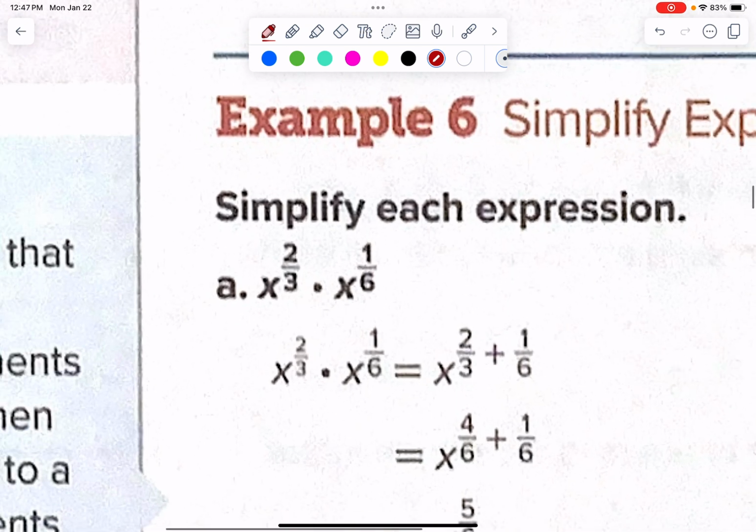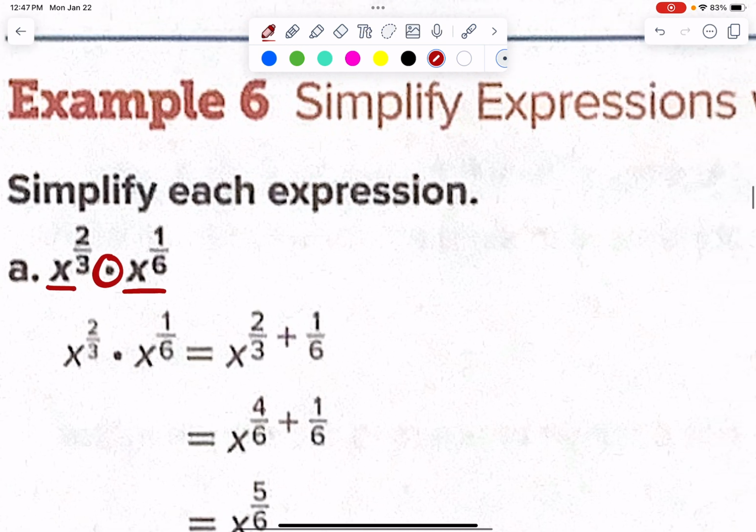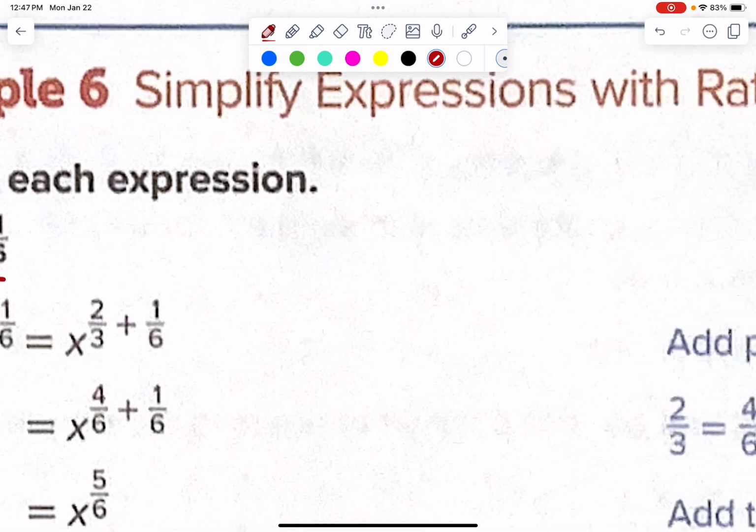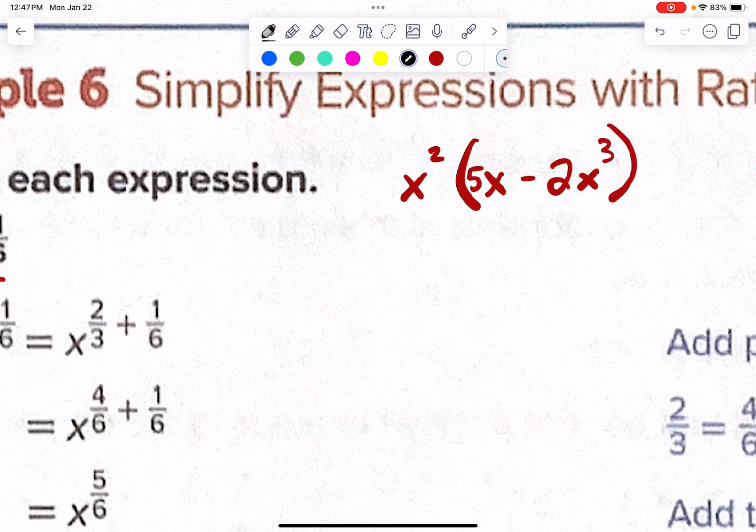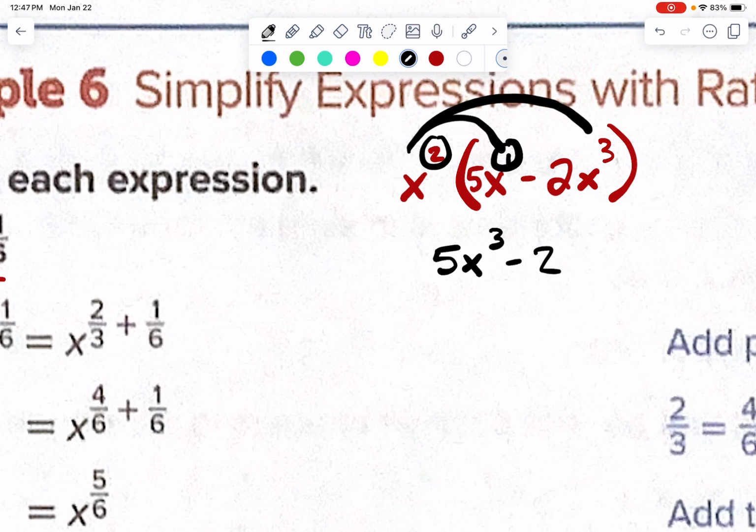All right, last thing. When you are multiplying x to the 2/3 and x to the 1/6, okay? Think about when you're foiling. So let's say I had x squared and I had 5x minus 2x to the 3rd, right? If I'm distributing this through, x squared times 5x is going to be 5x to the 3rd power. This is like x to the 1st. We're adding these exponents, right? This times this is negative 2x to the 5th power. I'm adding the 2 and the 3 together.